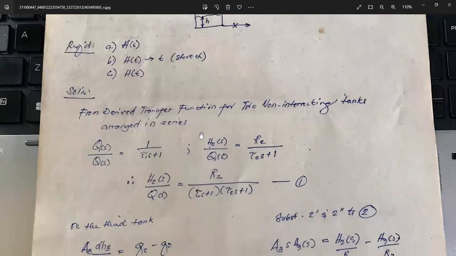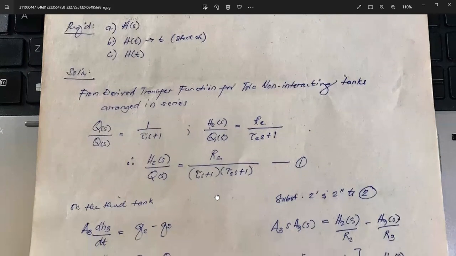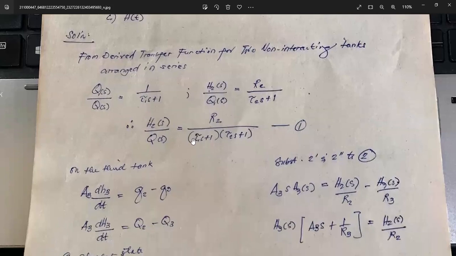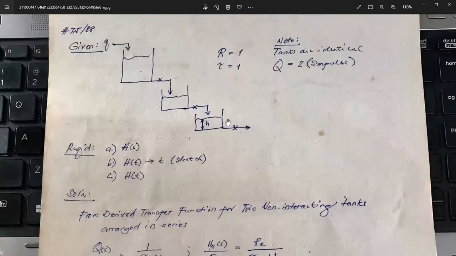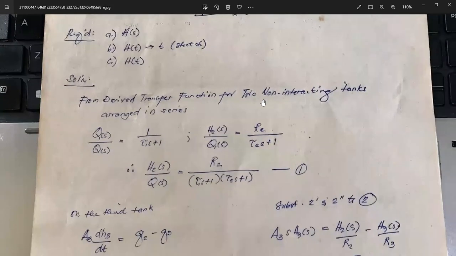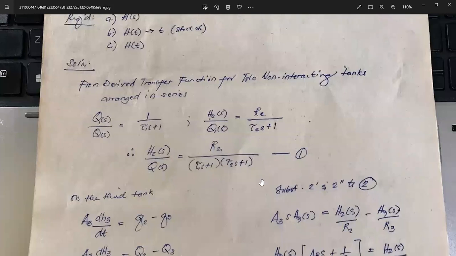H2 of S over Q of S, this was shown to you also yesterday, equal to the linear resistance of tank 2 divided by this. So they are similar, so you will have something like tau S plus 1 squared in this case because your taus are the same. They have the same R and tau. So this is just for the first two tanks.